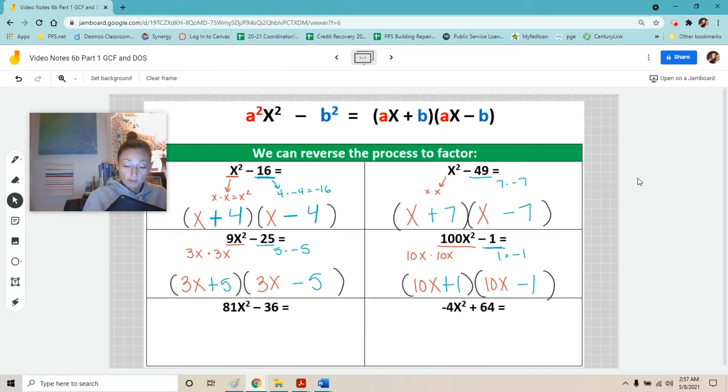All right, last row here. 81x squared minus 36. 81. The square root of 81 is 9. 9 times 9 makes 81. So that'll be a 9x times a 9x. And then 36, the square root of 36 is 6. 6 times 6 makes 36.